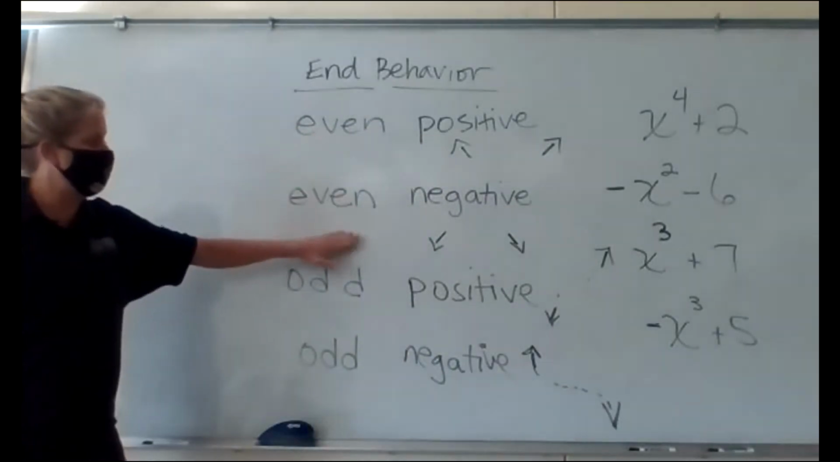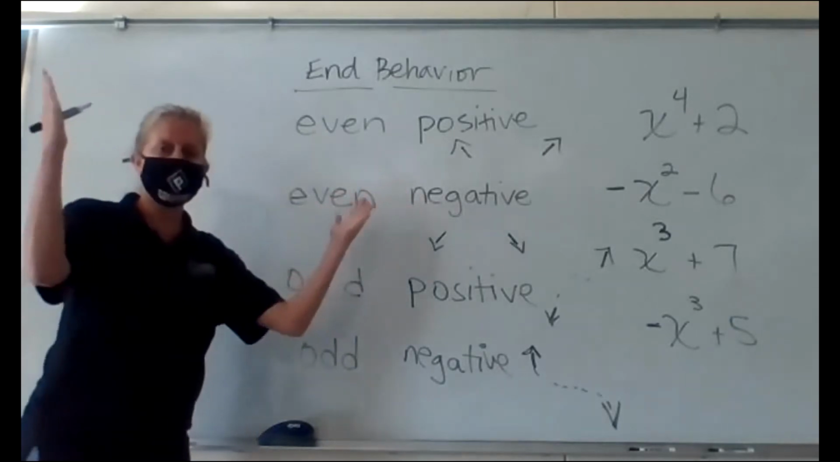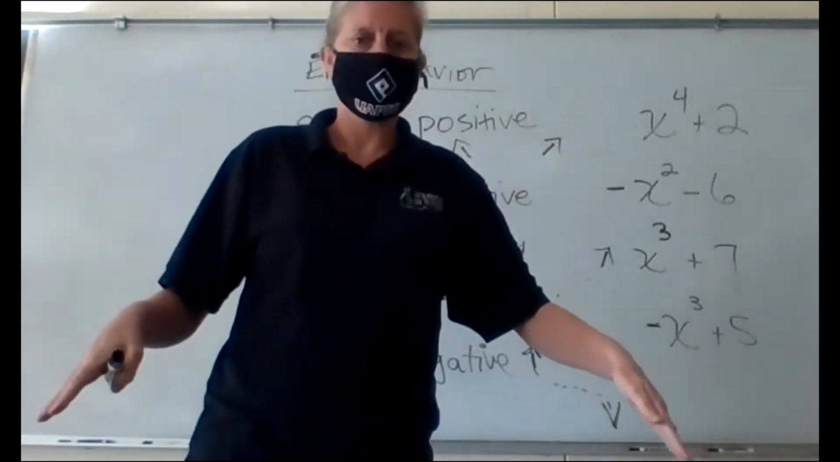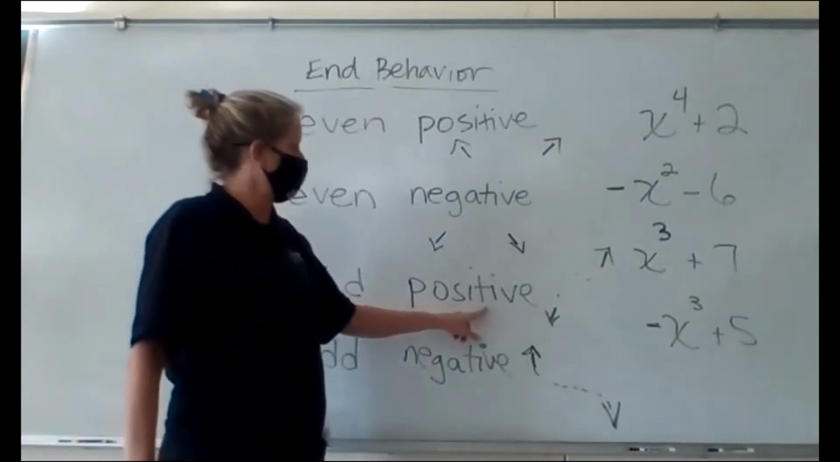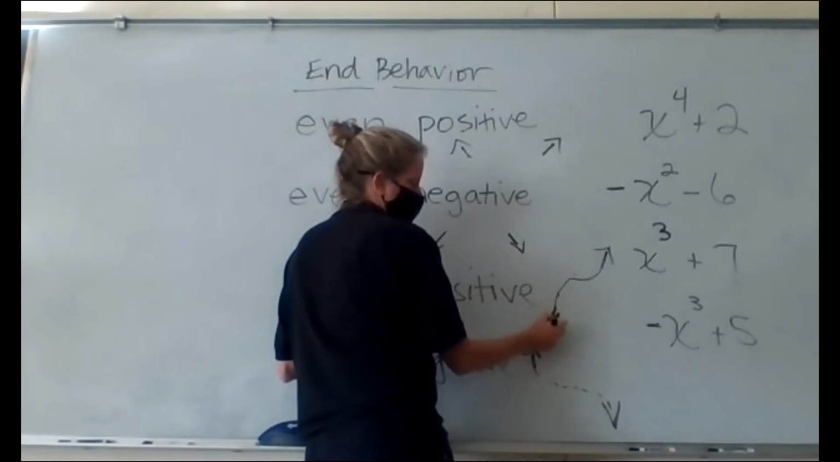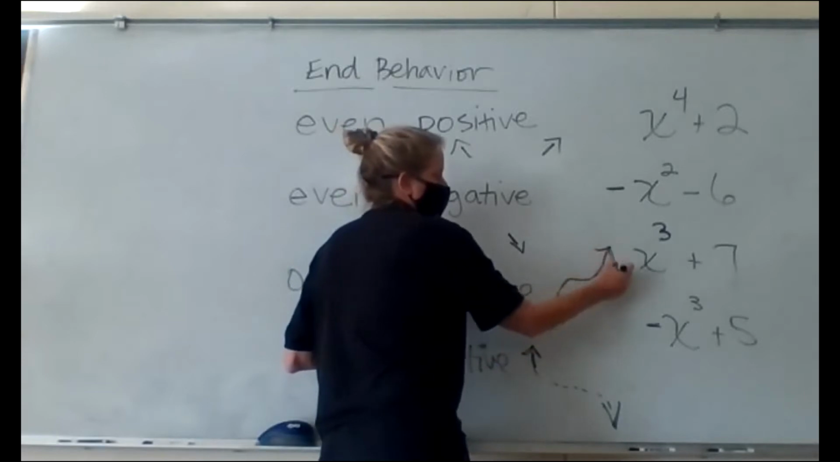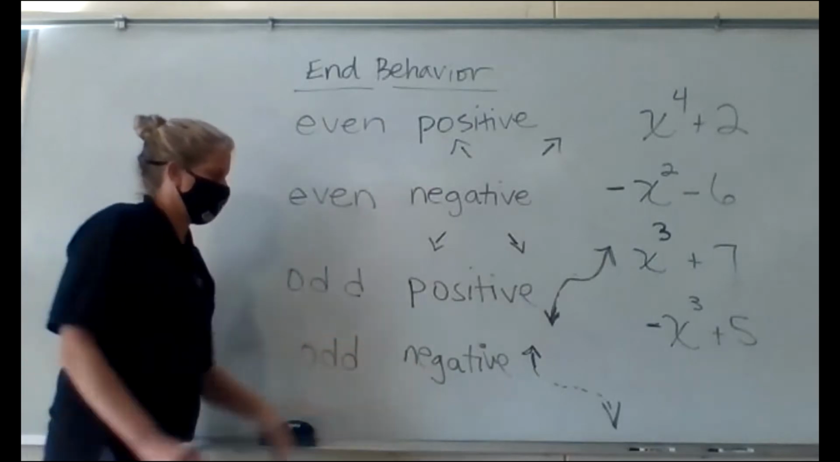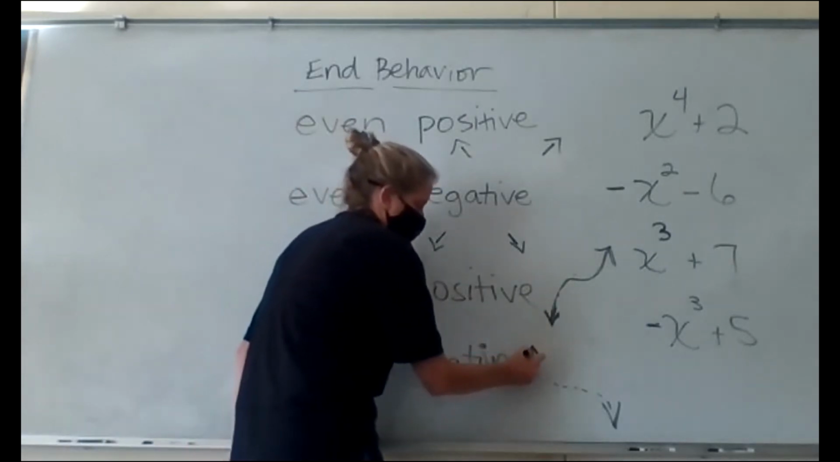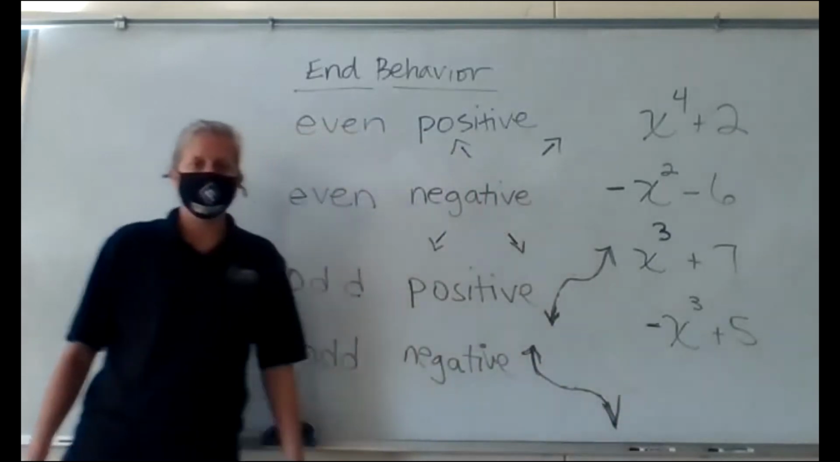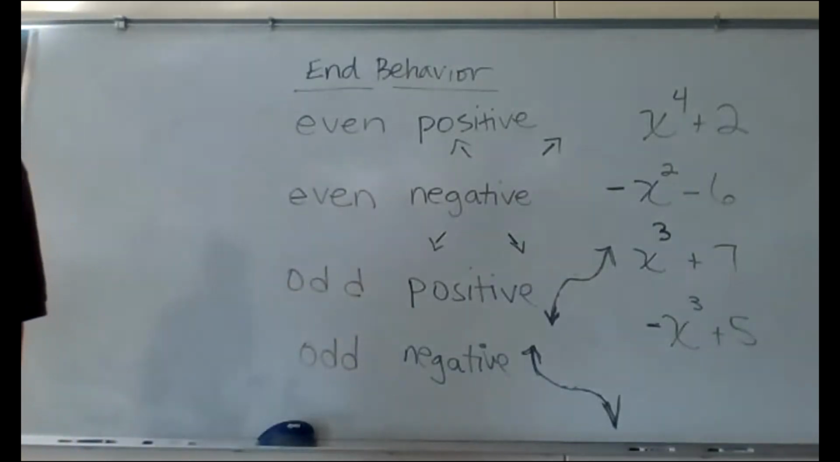So those are the 4 types of end behavior. Again, even and positive, both up. Even and negative, both down. Odd and positive, during the graph, you are traveling up, which means you start at the bottom, your graph starts with a down arrow and then travels to an up arrow. Odd and negative is the opposite of that. Starts at the top arrow, and then throughout the graph, it travels down. So those are the different kinds of end behavior.